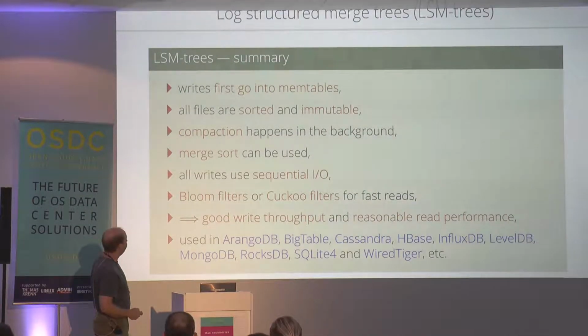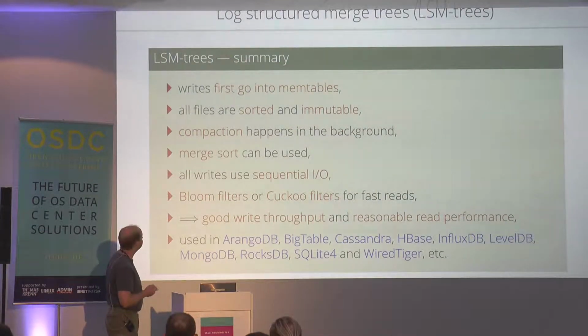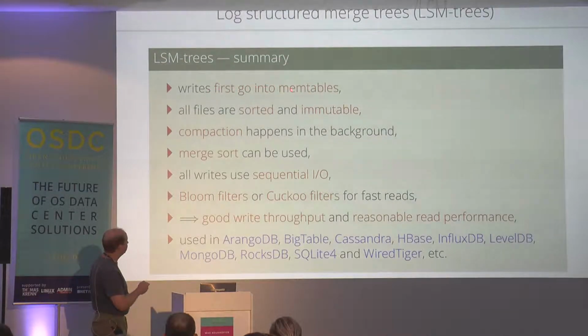Let me quickly summarize what we have before we get to reading. Everything first goes to level 0 mem tables. All files on disk are sorted, immutable.